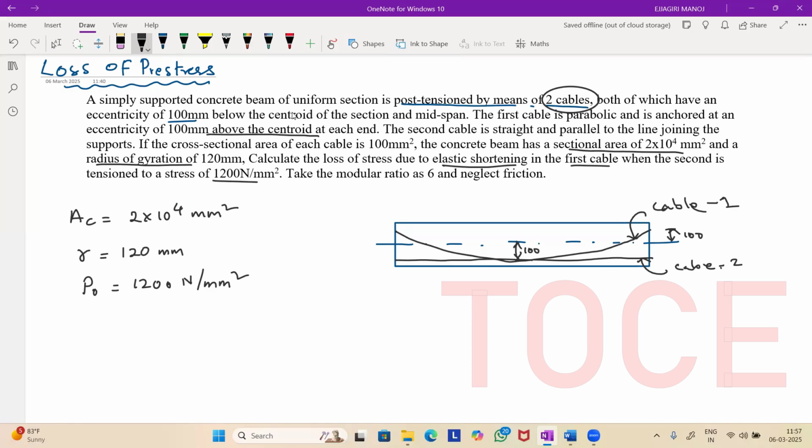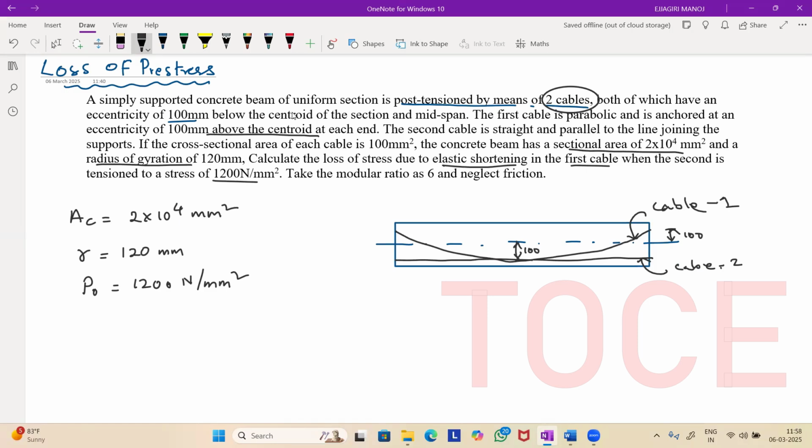First, initially, one cable, cable two, will be stressed. After that, the second cable will be stressed. That is called stage-wise stressing, so the pre-stress is applied stage-wise. In that case, you will have the loss due to elastic shortening as well. Since stage-wise pre-stressing is applied here, we need to find out the loss due to elastic shortening in the first cable.